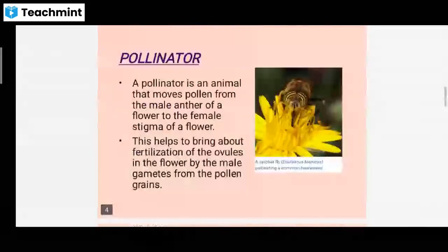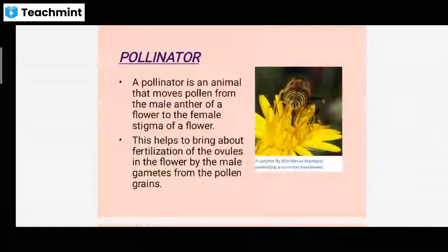Next is pollinator. A pollinator is an animal that moves pollen from the male anther of the flower to the female stigma of a flower. This helps to bring about fertilization of the ovules in the flower by the male gametes from the pollen grains. Next is bee pollen.